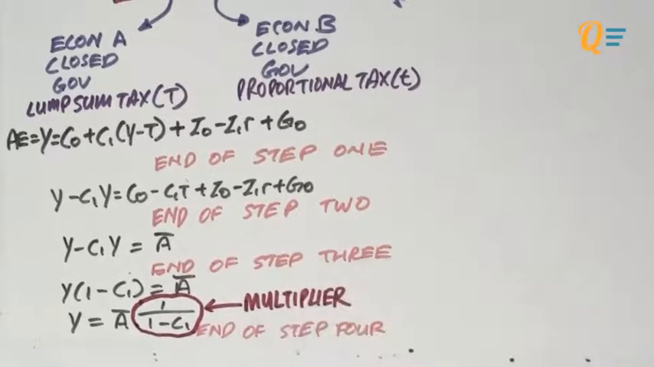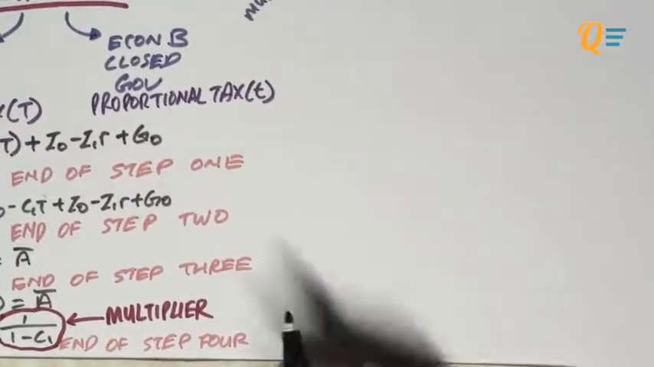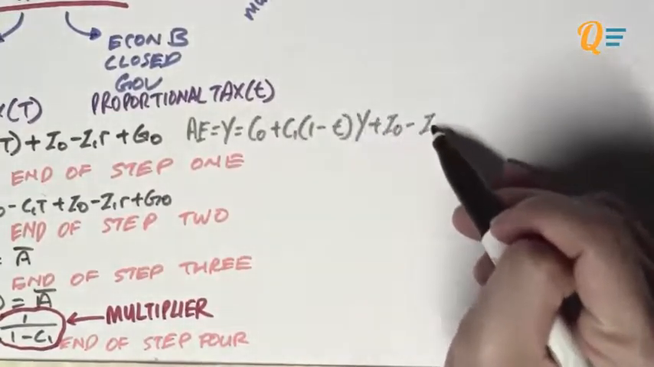Okay, so this bunch of terms over here in front of A bar is known as the multiplier. Alright, we've seen this when we differentiated the Y with respect to A bar. Okay, you simply get the thing that is in front of your autonomous expenditure, okay? And that is 1 over 1 minus C1.